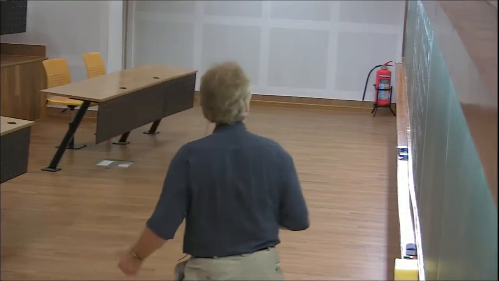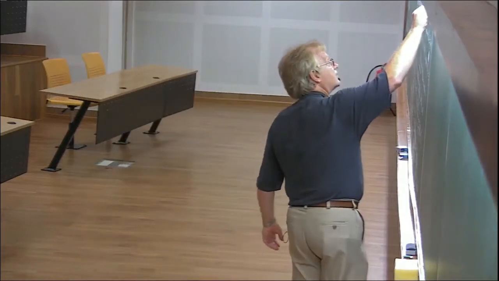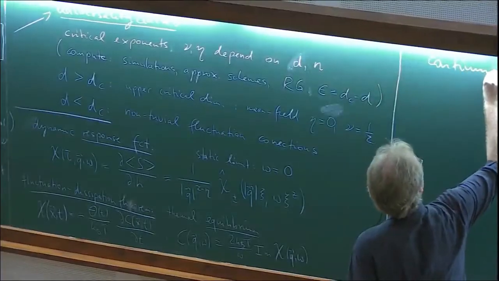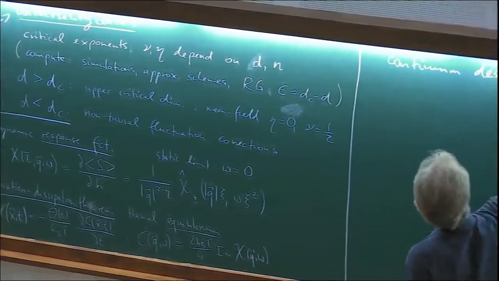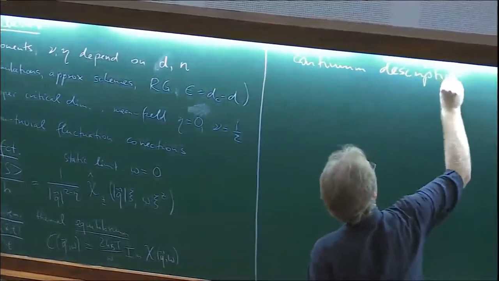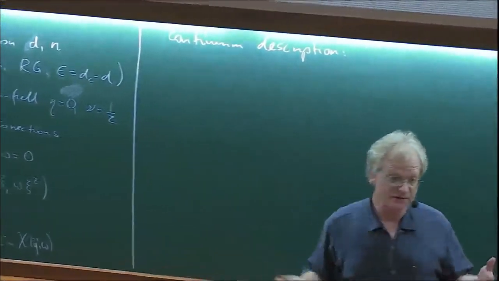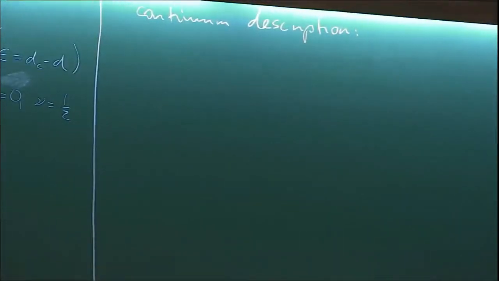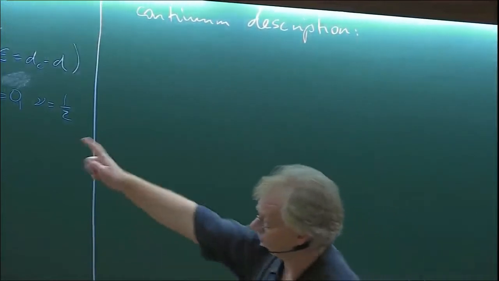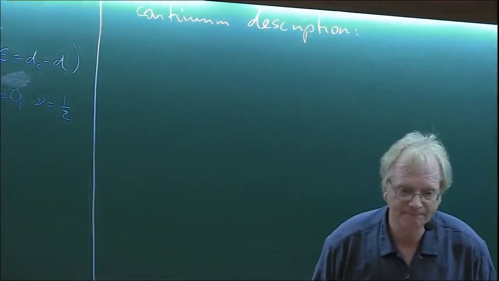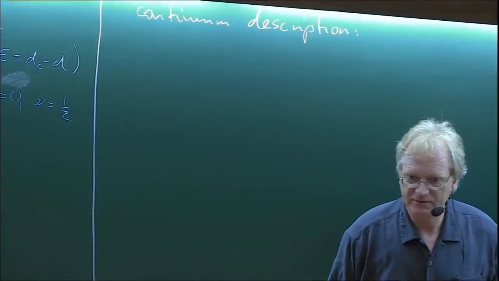So how do we describe critical dynamics in a continuum setting? We like to write down some equations of motion that give us the dynamics. And obviously what we're interested in is the order parameter. So we'd like to have some equations of motion for our order parameter. Okay? What else do we need to worry about?